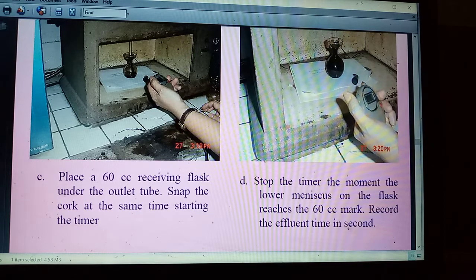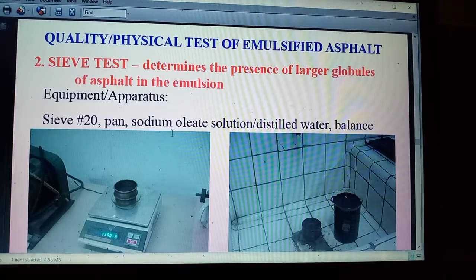Using again the formula doon sa viscosity test ng cutback cement. Then, ito sieve test. We have sieve test to determine the presence of larger globules of asphalt in the emulsion. Yung gagamitin nating sieve is sieve number 20, pan, sodium oleate solution, or distilled water. Kung wala kang sodium oleate solution, pwede na distilled water. You can use either of them, and then a balance or weighing scale.